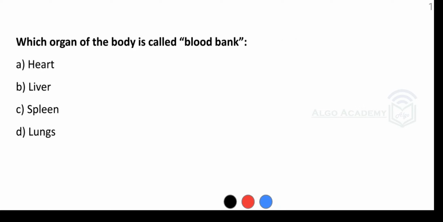Which organ of the body is called the blood bank? The answer to this question is option C, spleen. The spleen is the reservoir of blood and it is called the blood bank. So any injury to the spleen means there will be a lot of bleeding.